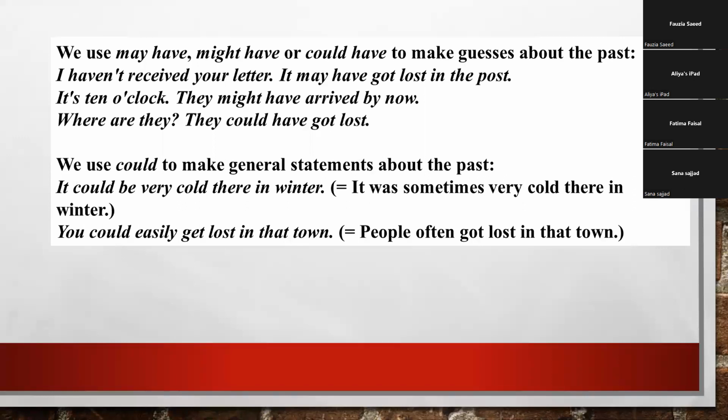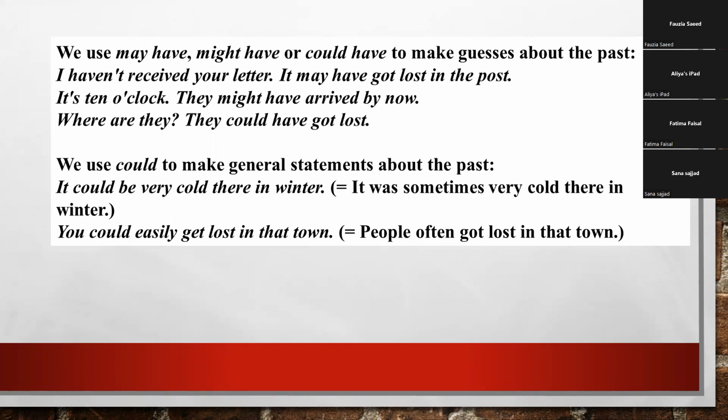We use may have, might have, or could have also to make guesses about the past. Here you have seen: I haven't received your letter, it may have got lost in the post. It's 10 o'clock, they might have arrived by now. Where are they? They could have got lost.